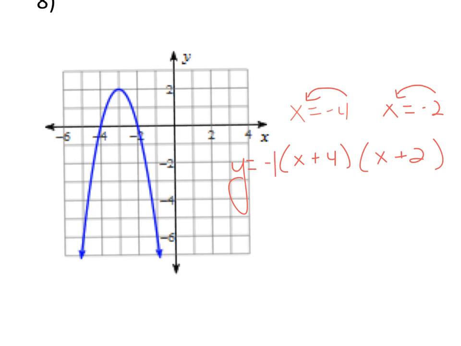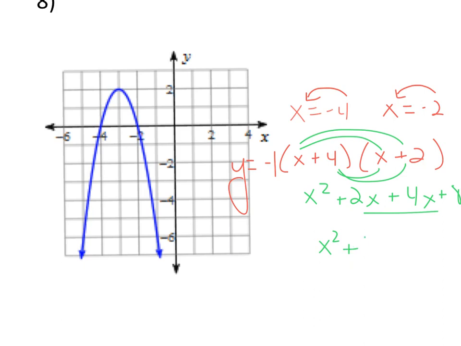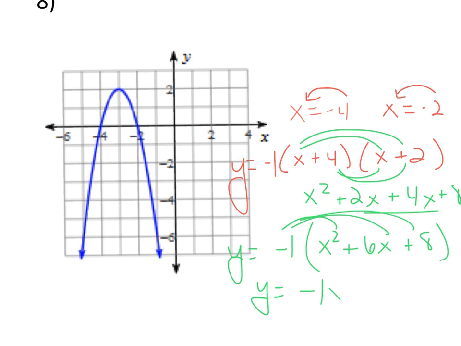Okay, so now I'm going to go ahead and FOIL it out. So I get x squared plus 2x plus 4x plus 8, or combine like terms, x squared plus 6x plus 8. Now I still have that negative 1 out front, so I'm going to go ahead and distribute the negative 1 through and get y equals negative 1x squared minus 6x minus 8.